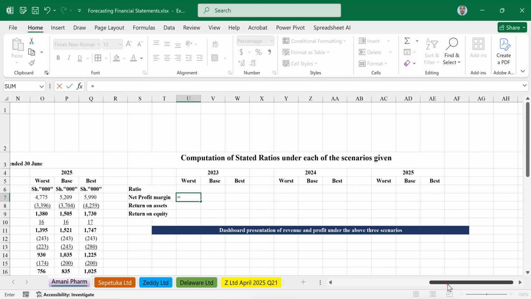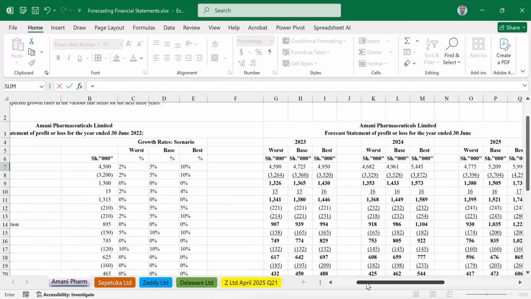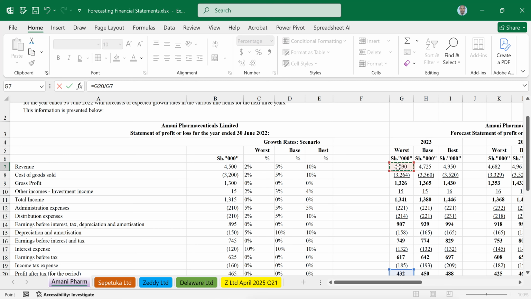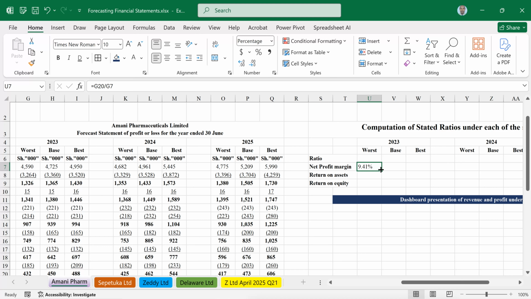Go under each scenario. Here we are. Look for net profit. Net profit is profit for the year. So net profit is here, the 432. Divide that with revenue. So that is this divided by revenue. Enter. And we have the answers. Just drag across to get those answers.